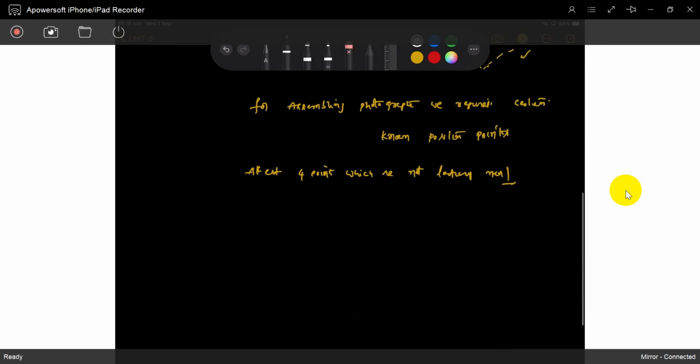So in ground control, if you see how many types we have, we have horizontal control and the second is vertical control.